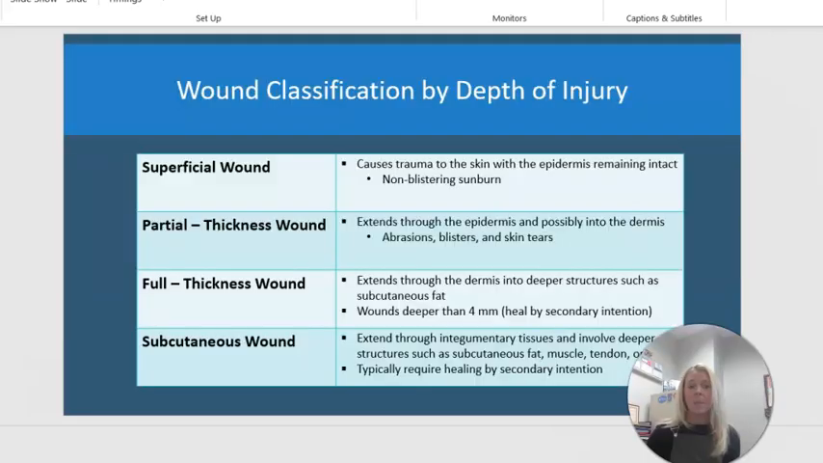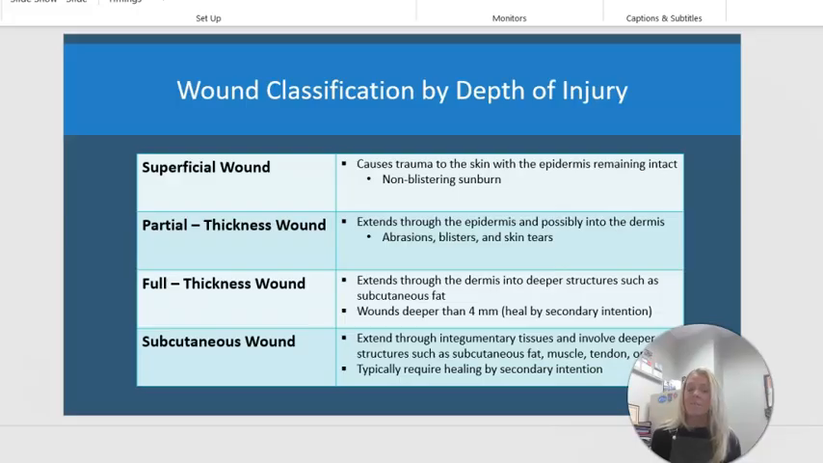All right. So some other miscellaneous types of wound. These wounds that we're referring to are going to be anything that's not a pressure ulcer or a diabetic ulcer. A superficial wound is trauma to the skin where the epidermis still remains intact, like a non-blistering sunburn. A partial thickness wound extends through the epidermis, possibly into the dermis. This could be abrasions, blisters, skin tears, lacerations, cuts.